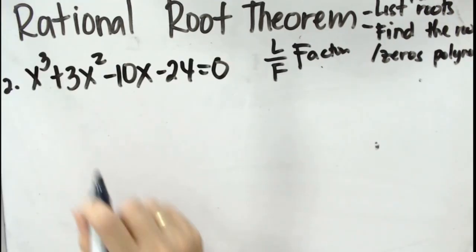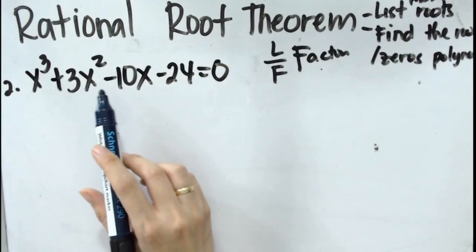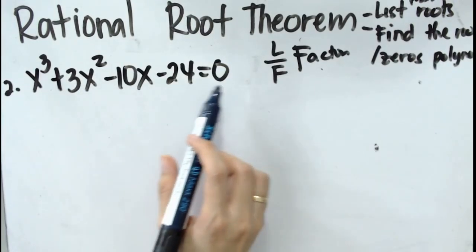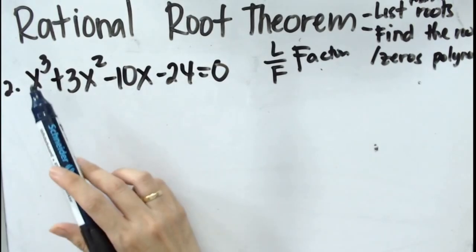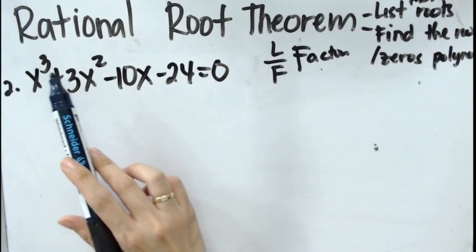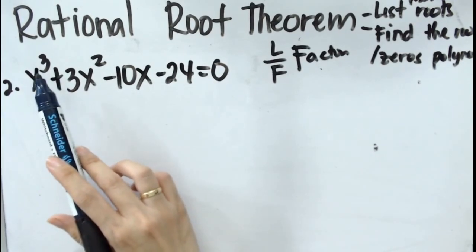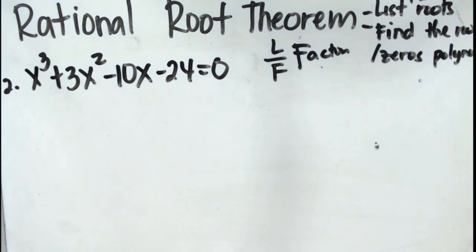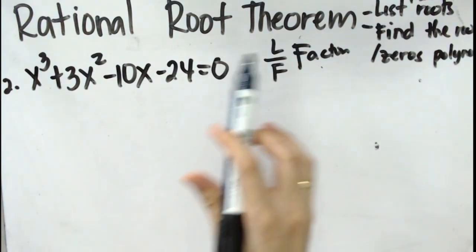On our next example, we deal with x cubed plus 3x squared minus 10x minus 24 is equal to 0. By the way, the highest degree determines how many zeros we have. So we have here 3 zeros. So first, let's work with the rational root theorem.